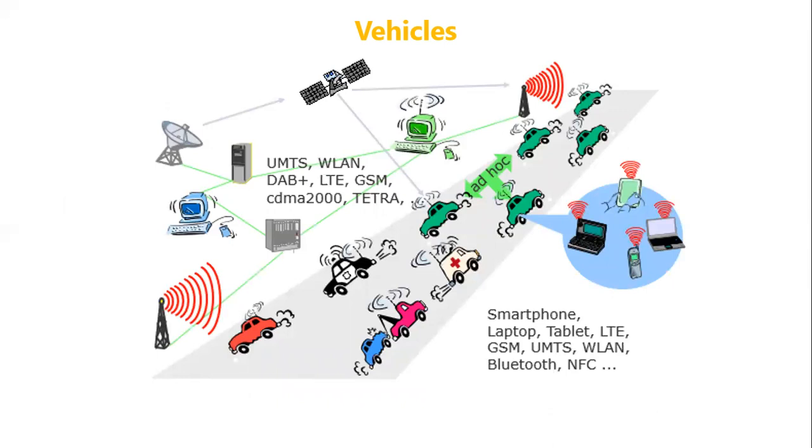So here is an example. This diagram shows how wireless communication can be used for road traffic monitoring, or road traffic management. Here you can see there are different types of networks like UMTS, WLAN, LTE, GSM, CDMA, Tetra. LTE stands for long term evolution. So GSM is also a part of LTE. Like that, there are different types of networks.